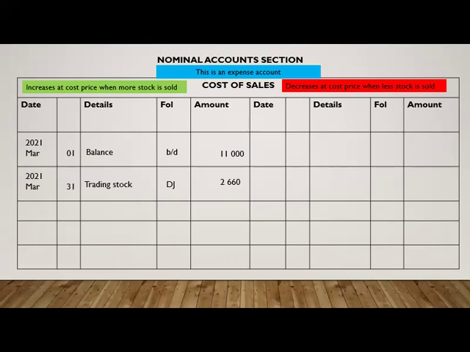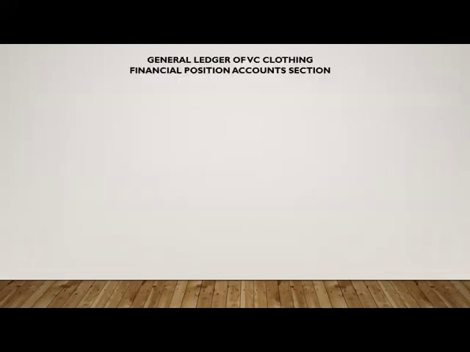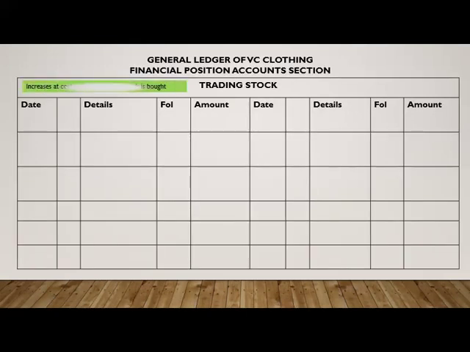The other account that is affected, we normally say it's the contra account. So if we debit cost of sales, we credit trading stock. So there's always a debited account and there's always a credited account all the time. So it means we're going to go to trading stock. Trading stock is a stock that we buy in order to resell at a higher price, right? So our trading stock increases at cost price when more stock is bought, and it decreases at cost price when more stock is sold.